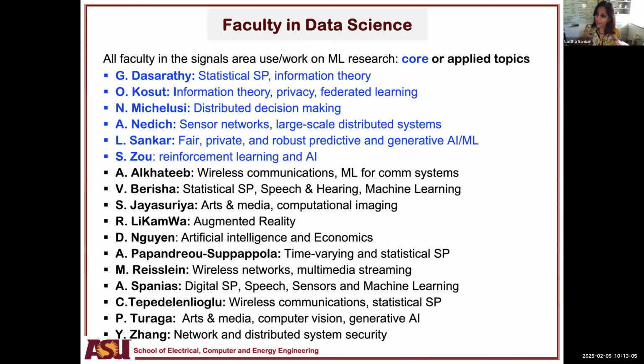Okay, so now talking about more of how we do this in EE, we have an incredibly strong faculty in this area. Almost everybody in the signals area does data science. I've listed all the names that we can think of. The blue ones are people who are really strong theoreticians. The rest are awesome researchers in their own area. What makes them even cooler is they are actually applying machine learning to their area. Doesn't mean they're not theoreticians or this or that. Everybody does a mix of theory and practice, but we have faculty who are applying data science to wireless, to speech and hearing, to arts, to AR, to VR, to video generative models, to economics, to signal processing, to wireless, and so on and so forth.